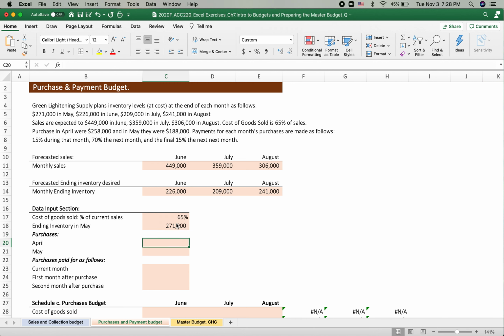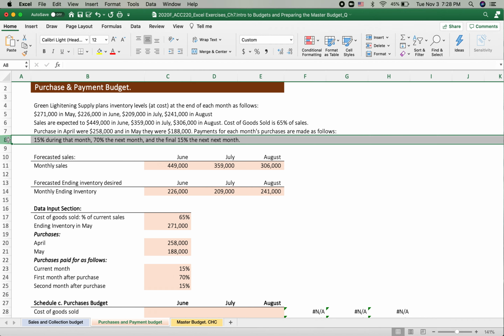Then purchase inventory in April. How much is that? Here we go. Purchase inventory 258,000. And then in May 188,000. Purchases are paid for as follows: the current month 15% and 70% and then 15%, as indicated in the question.